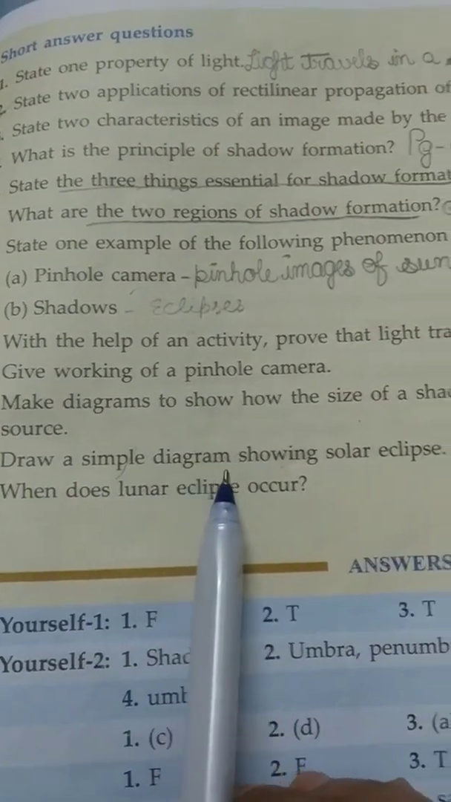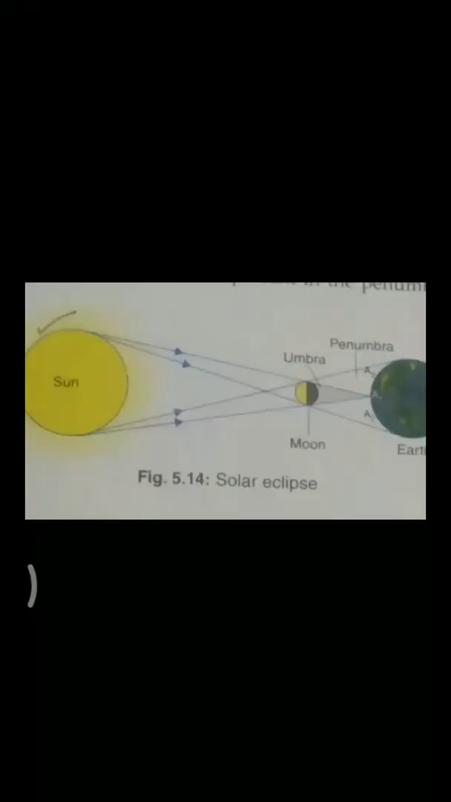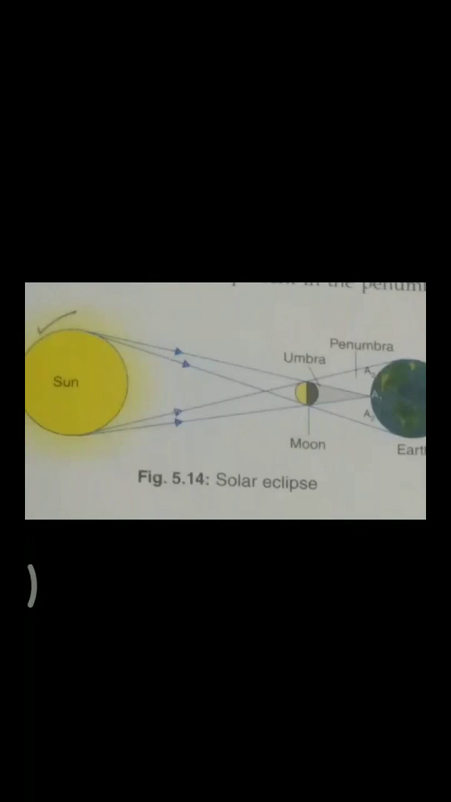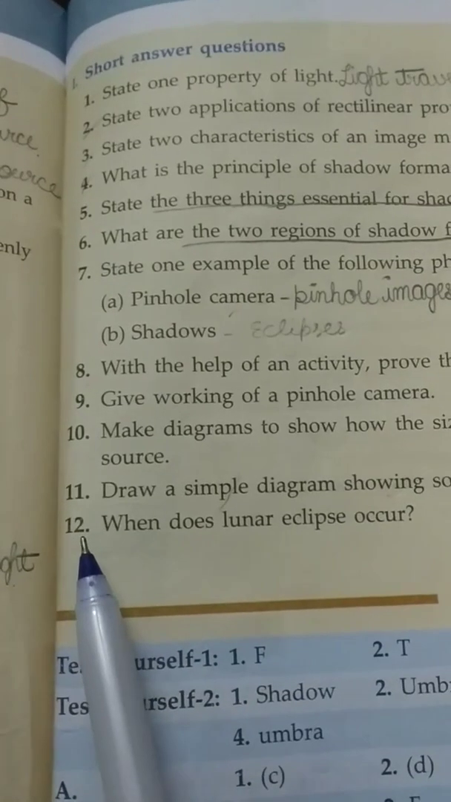Eleventh, draw a simple diagram showing a solar eclipse. Eleventh answer, this diagram you will draw in the notebook. The moon is in the center between the sun and earth, and show where the umbra and the penumbra regions are formed.